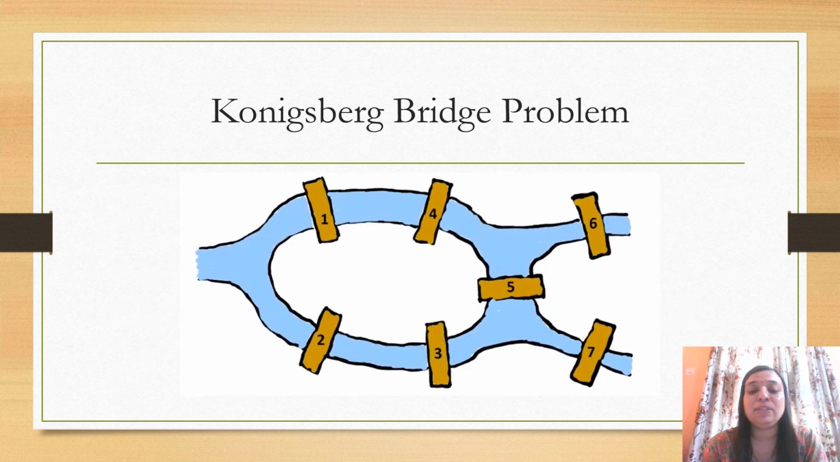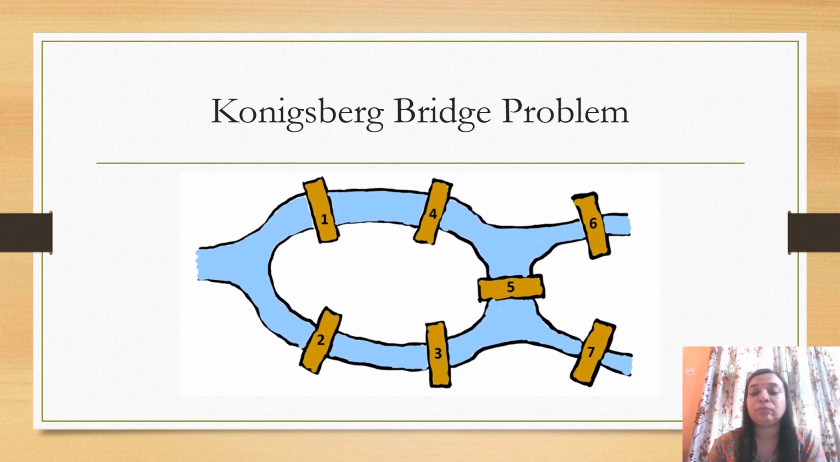This is how the map looks, and you can see the land masses 1, 2, 3, 4. The Pregel is dividing the city, and you can see these bridges: 1, 2, 3, 4, 5, 6, 7. There are 7 bridges, and this is how the problem was: you start with any landmass, take a bridge, go over to another landmass, take another bridge, and that's how you cover them. You have to take every bridge exactly once, and get off at the other landmass.